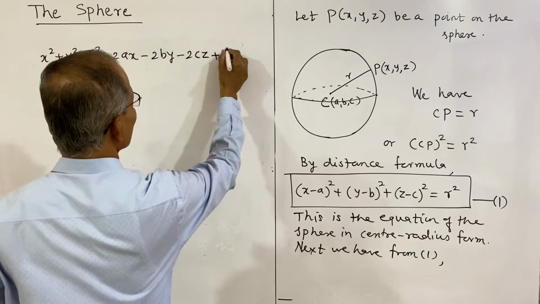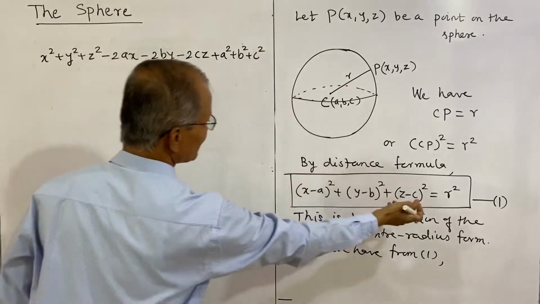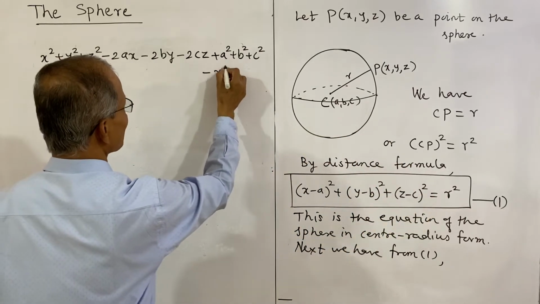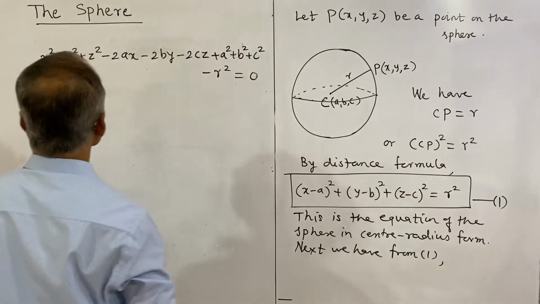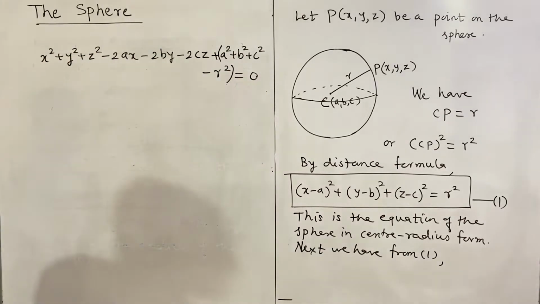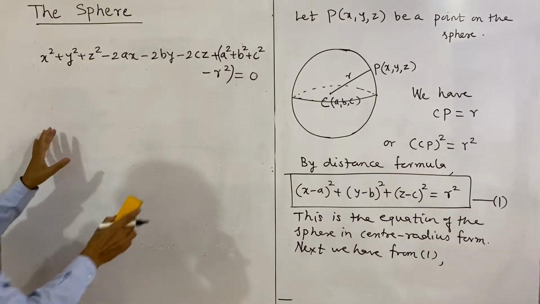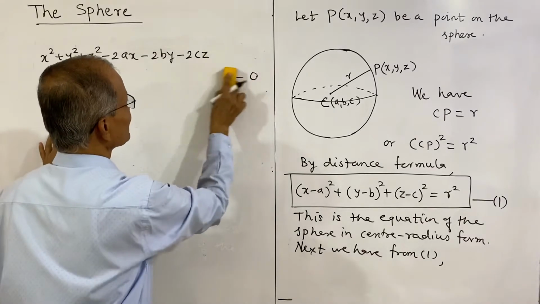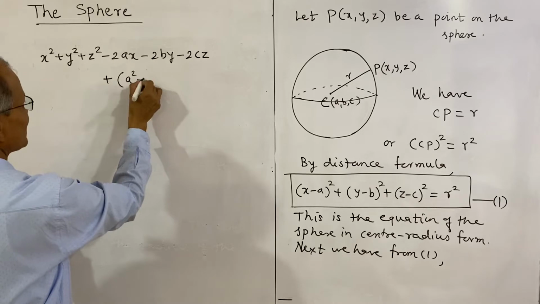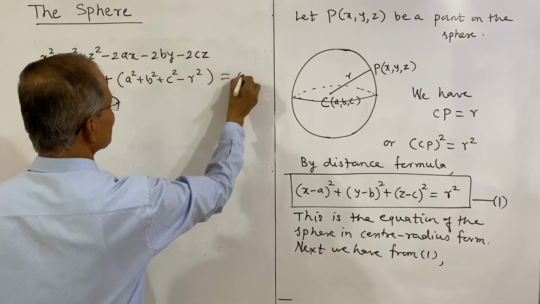So it is plus a square plus b square plus c square, and the right side, this term I shall write on the left side, that is minus r square is equal to 0. Now if I write this term in bracket, then that will be a constant term, and this is the general form of equation of sphere, or I shall write the last term as plus a square plus b square plus c square minus r square is equal to 0.